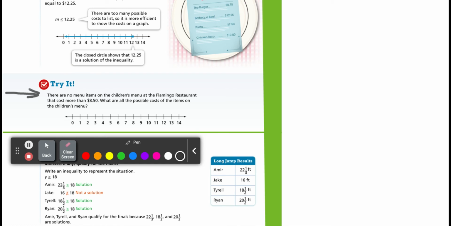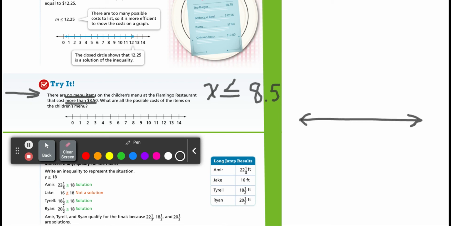What are all the possible costs of the items on the children's menu? Okay, so there are no menu items that cost more than $8.50. So that means that all of the menu items, I'm going to call it X, will be less than or equal to $8.50, or 8.5.